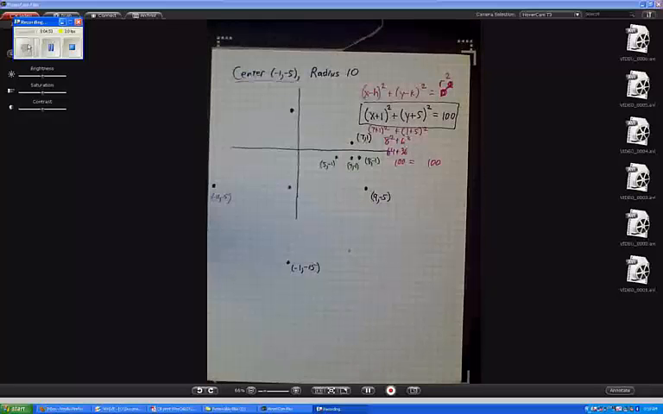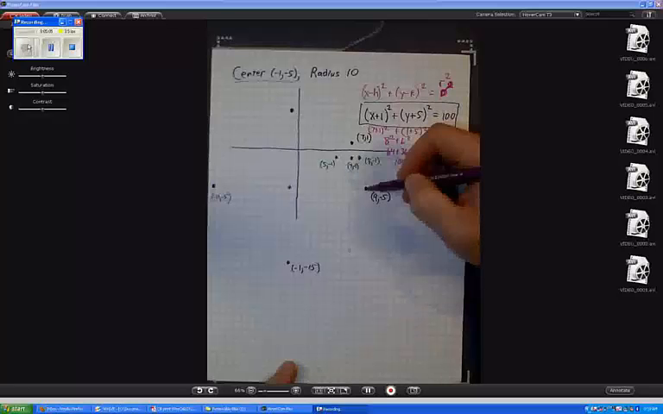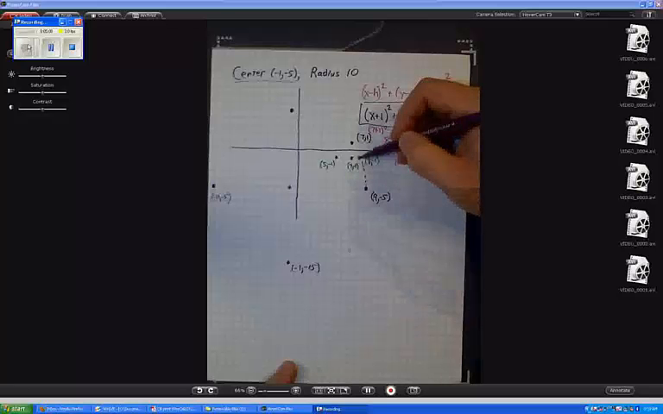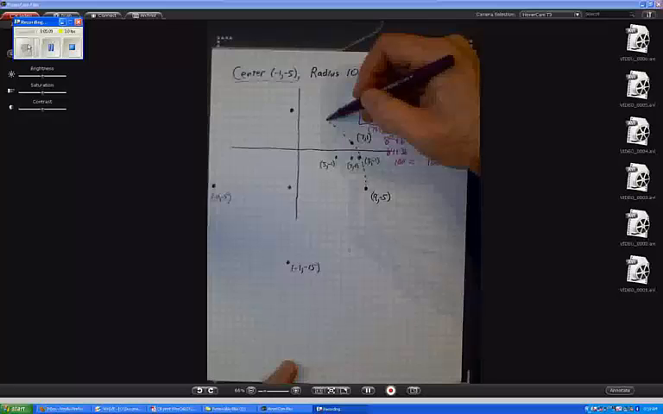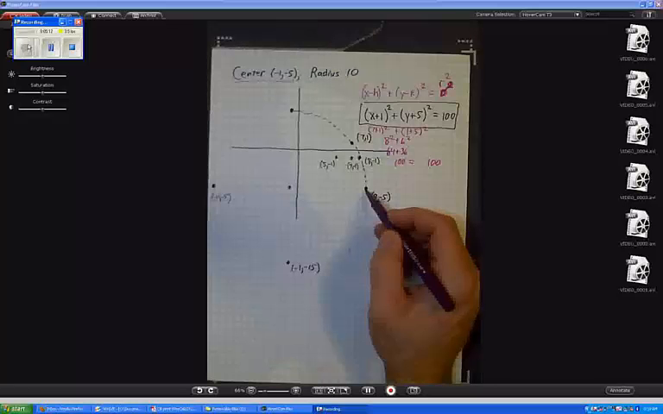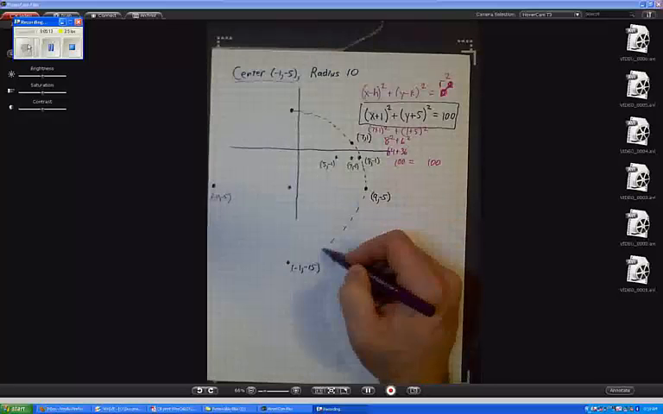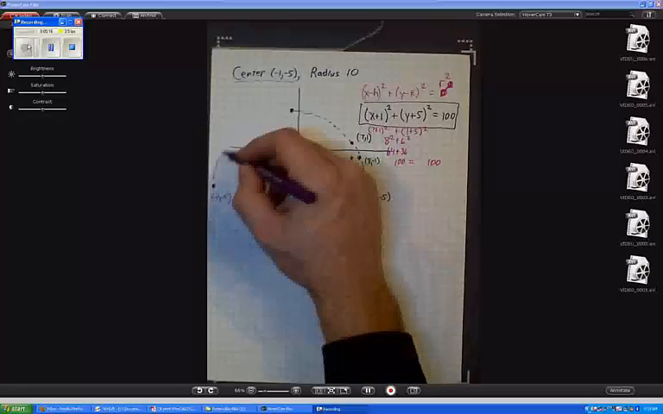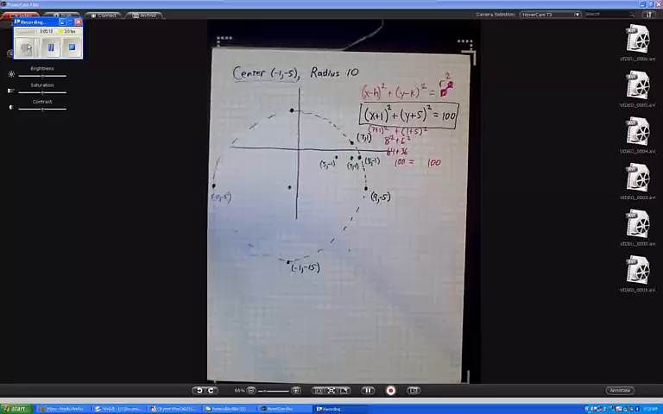Right? So if the x and y, when you plug them into the equation, make the equation true, then you say that's a point on my circle. It's the solution of the equation. Okay? And there are infinitely many solutions. That 8, negative 1 was almost a solution. Okay? So this is an approximate sketch. Okay.